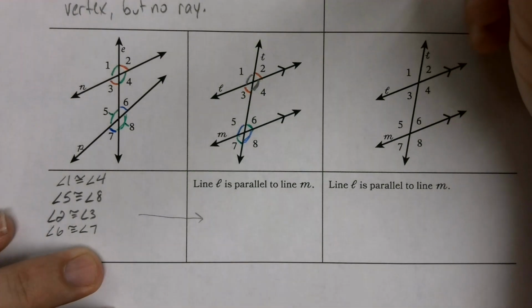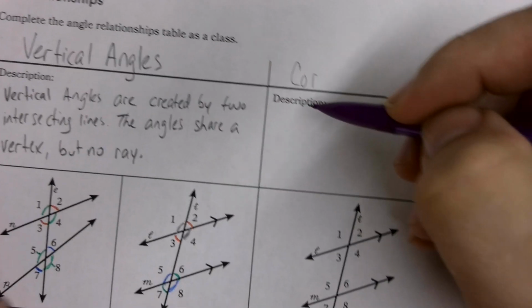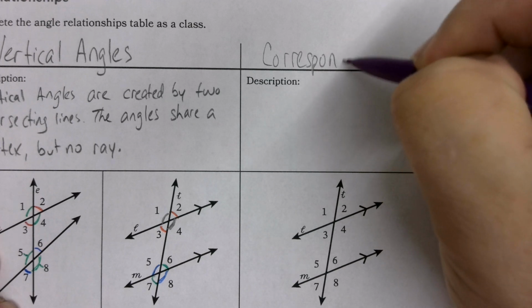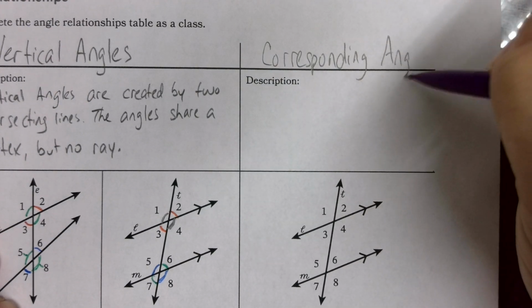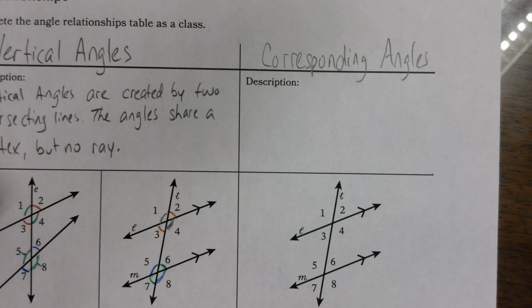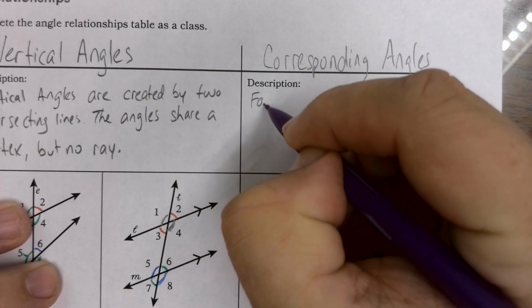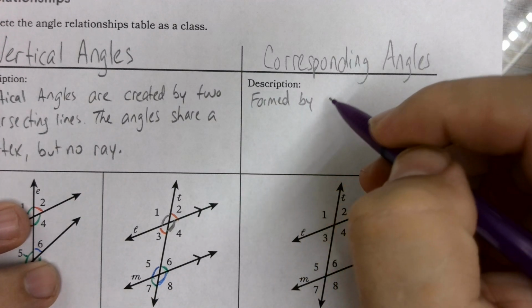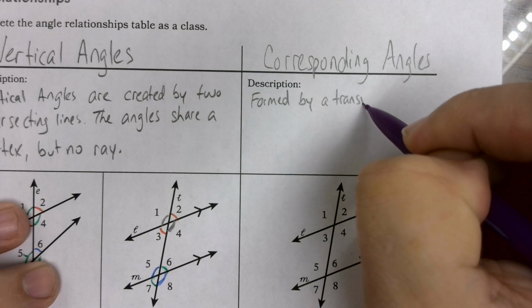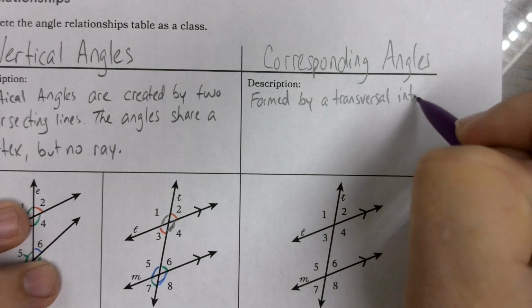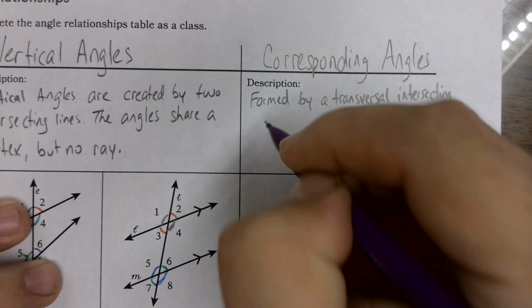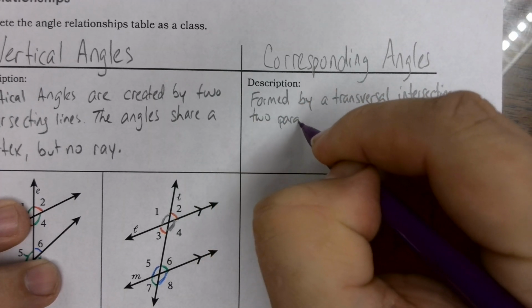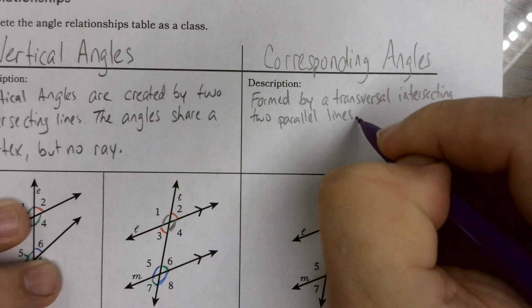What you're also going to see are corresponding angles. Corresponding angles are formed when two lines are cut by a transversal, formed by a transversal intersecting two parallel lines.